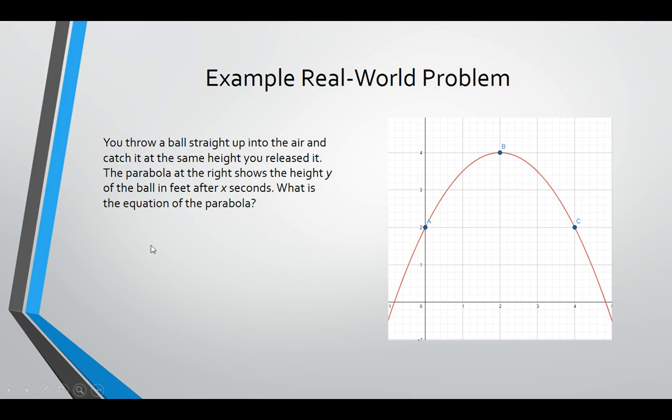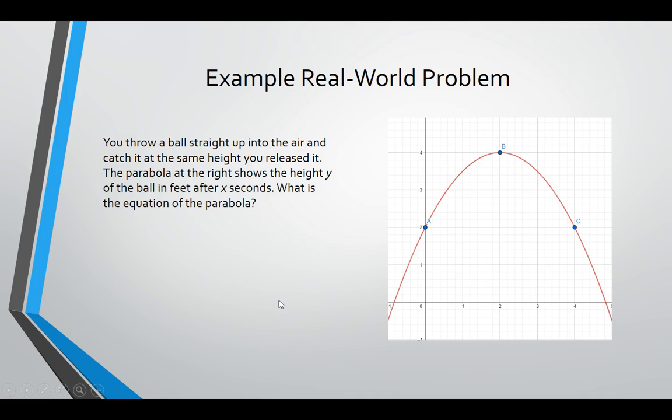So we have to throw a ball straight up in the air and catch it at the same height you released it. So we know if we start at 2, we're going to catch it again at 2. This is you just tossing it and catching it. The parabola at right shows the height y of the ball in feet after x seconds. So we need to find the equation of this parabola.